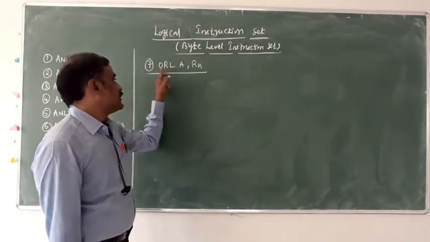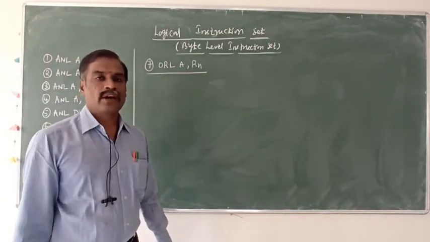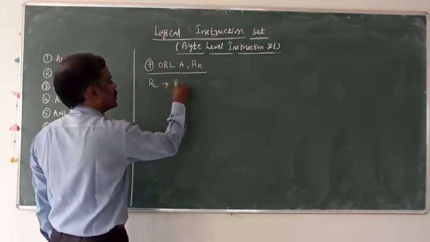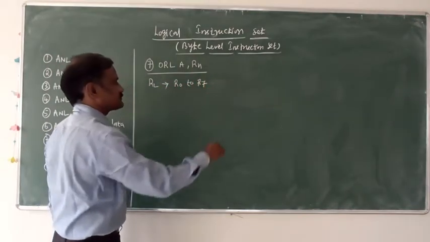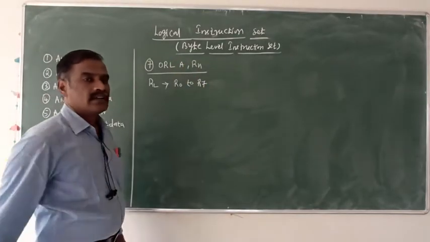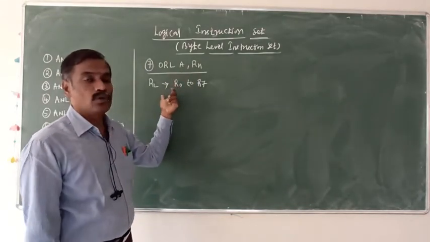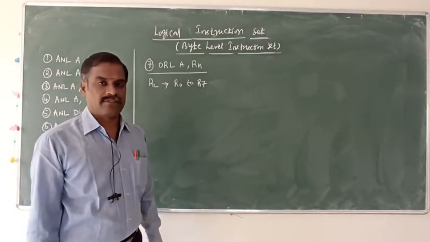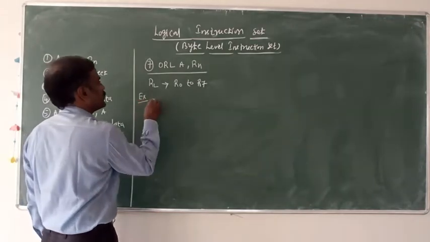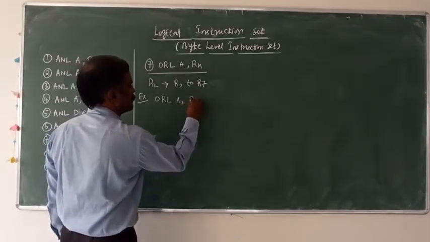Here the first instruction is ORL A, Rn. We already discussed that Rn means any working register R0 to R7. Logically OR the accumulator with any one given working register. That result always moves to the accumulator itself. Example: ORL A, R4 register.